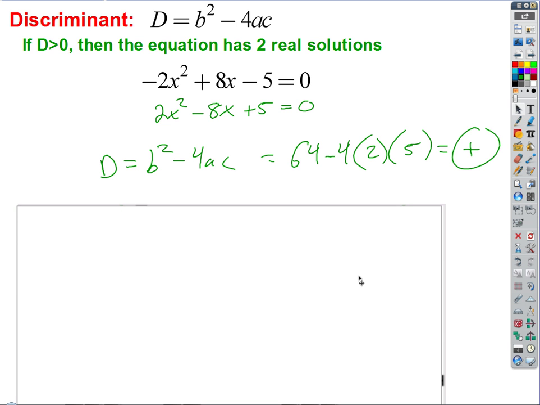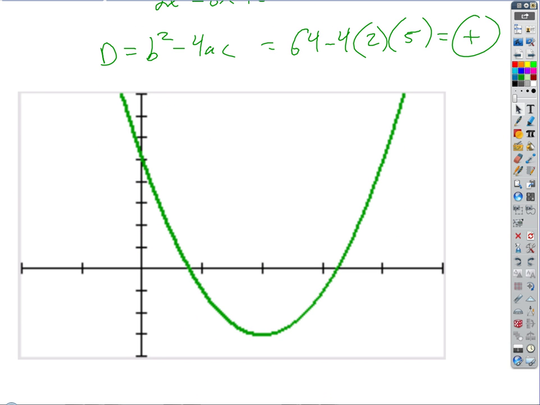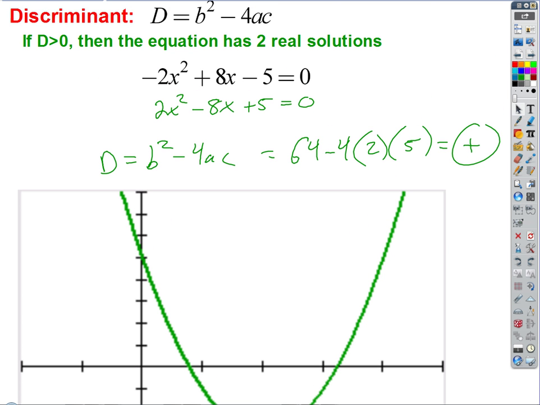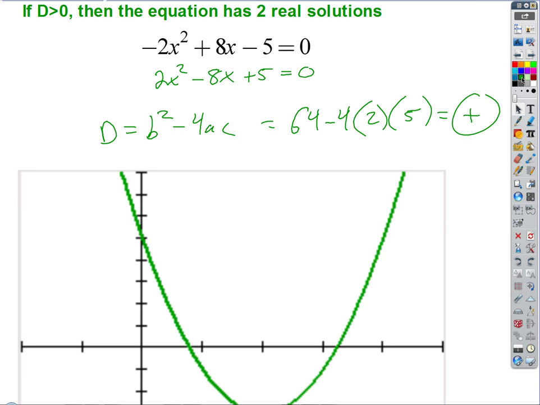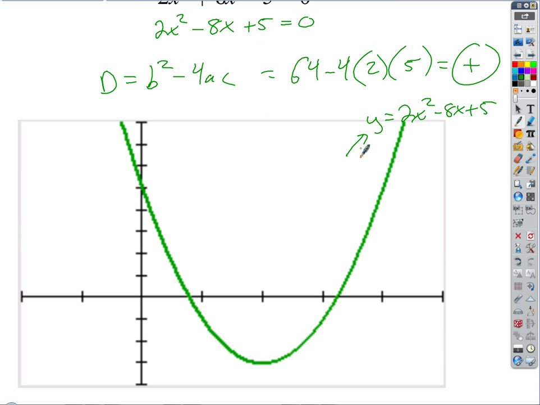Well, the graph would look something like this then. Would you agree? Here's why. I agree. Because think about what we're finding. When we take an equation like this, we've got the equation like 2x squared. Whoops. We just graphed y equals 2x squared minus 8x plus 5. If I graph that parabola, when I set it equal to 0, what am I really doing? I'm just asking the question, when does y equal 0?